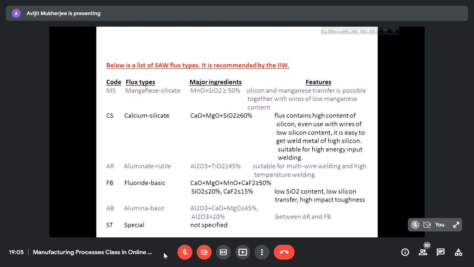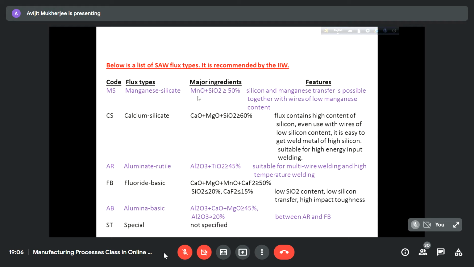But say this is the list of materials: submerged arc welding flux types. MS is a code. What is that material? Manganese silicate. And what are the major ingredients? Manganese oxide, silicon oxide, SiO2, and it is greater than 50%. And what are the features? Silicon and manganese transfer is possible together with wires of low manganese content.